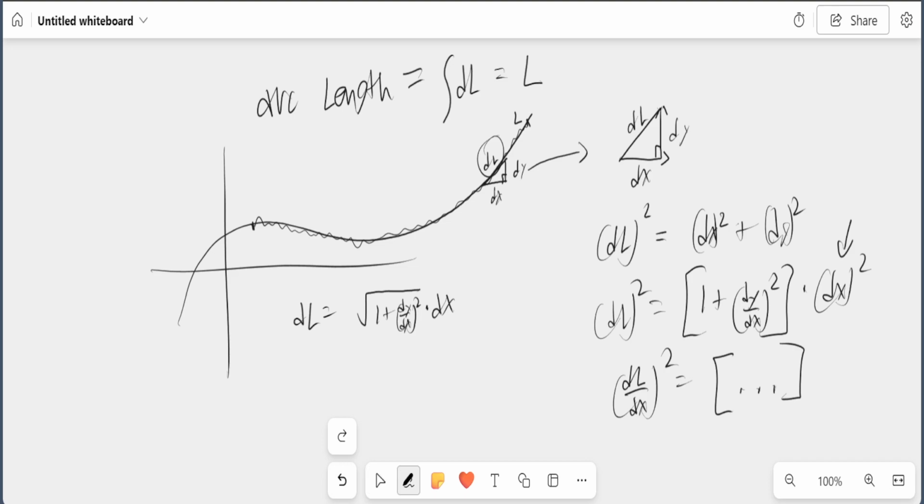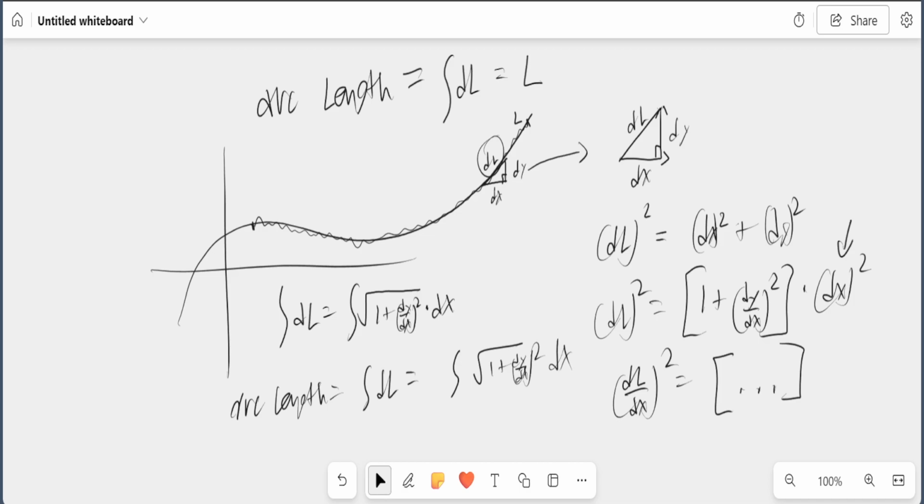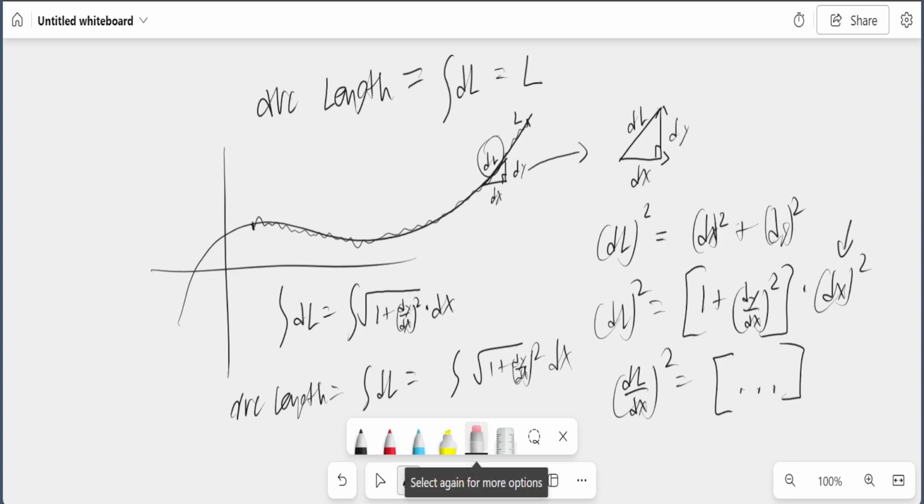Now we can say, okay, integrate both sides. Now we're getting our arc length, right? So arc length is equal to that, which is equal to that. And you can factor out, instead of dx, you can factor out dy to get the other one. Any questions? Okay, let's move on.